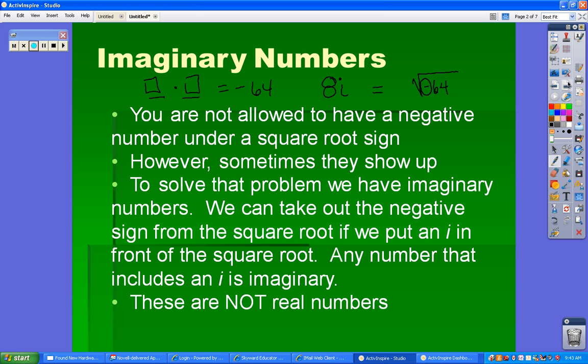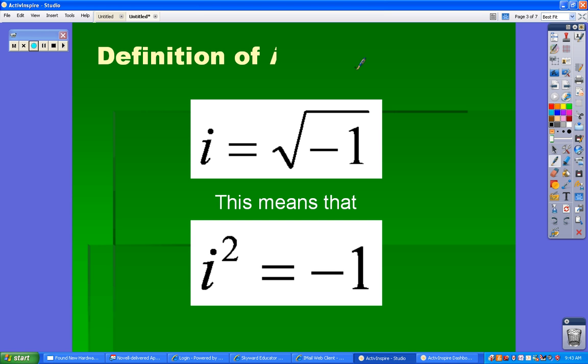Okay, here's the rule that you need to know. The definition of i, and I'm sorry that kind of got cut off there a little bit. Oh, I can't fix it even.